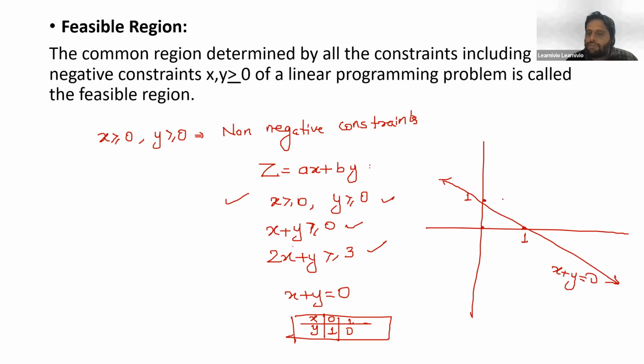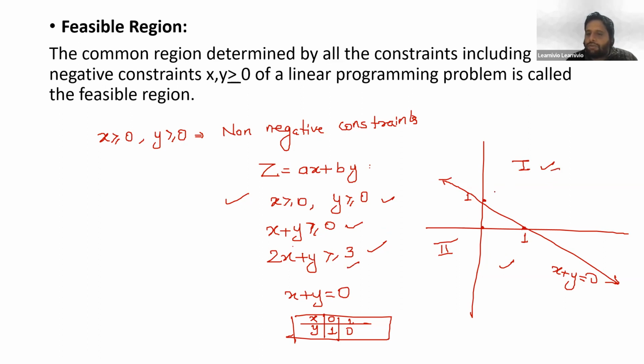This line divides the plane into two halves. Either this part is your region or this part, and that can be found out by putting in the origin. You have already done this in class 11, but we will see again how to do this once we start the question. Now we are talking about the feasible region. Similarly, you have some other conditions also like this one.